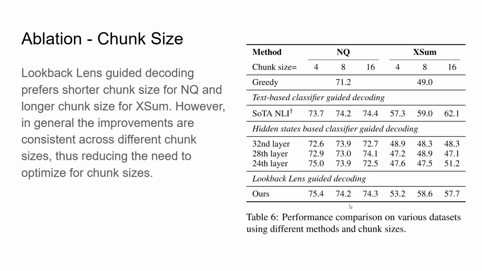Now, some ablations. They look at the chunk size. So if you remember, we only looked at chunk size 8. They look at chunk size 4 and 16. For some reason, they only mention the greedy score for chunk size 8, but then you can look at their scores and they say that for some tasks like natural questions, the look back lens seems to prefer a shorter chunk size, while for things like exam, it prefers a longer chunk size. But in general, the improvements are consistent across different chunk sizes, and you don't really need to optimize your chunk size. One of these values should do.